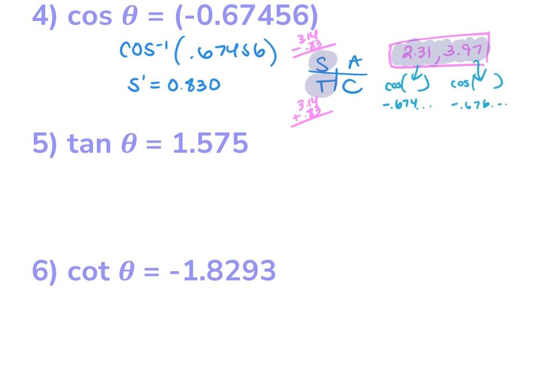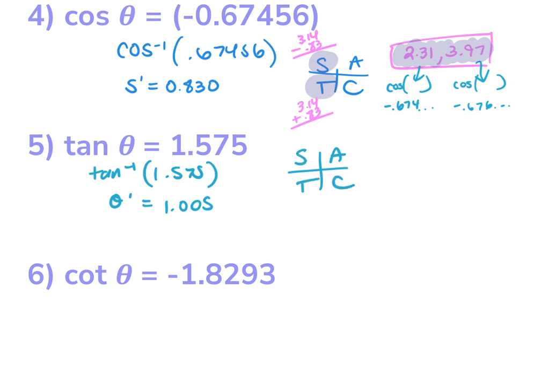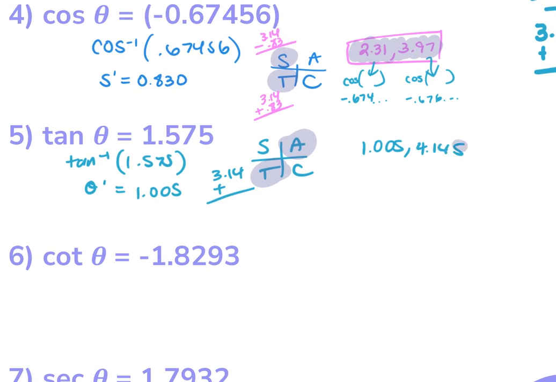All right, so for 5, tan of theta is 1.575. What am I going to do? Good. Tan inverse of 1.575. And I get theta prime is 1.005. I want a positive tangent. Where's that happen? First and third. So I keep it for the first one. And for the third, I do 3.14 plus what I got. And I get 4.145. And again, easy to check, tan both of those, and you should get back your question.